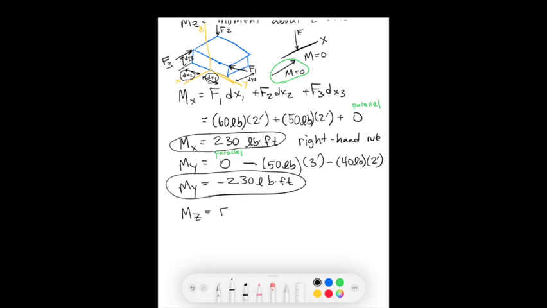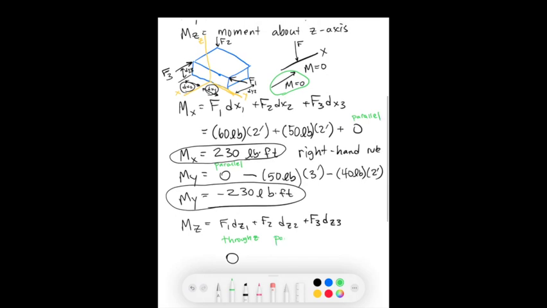So, force 1, force 2, and force 3. Force 1 is 0 because it goes through the z-axis. Okay, so this goes through the z-axis, so this one is 0.